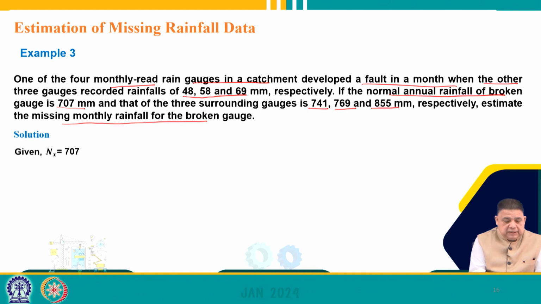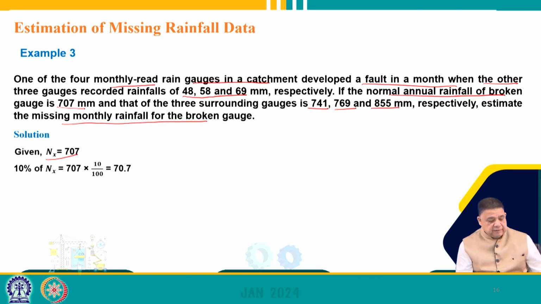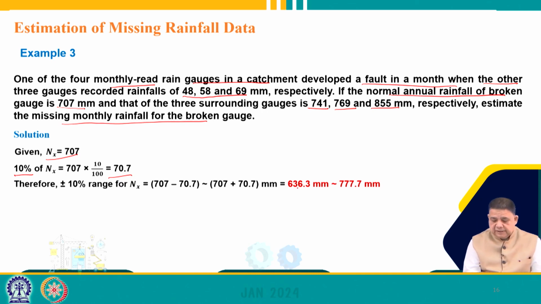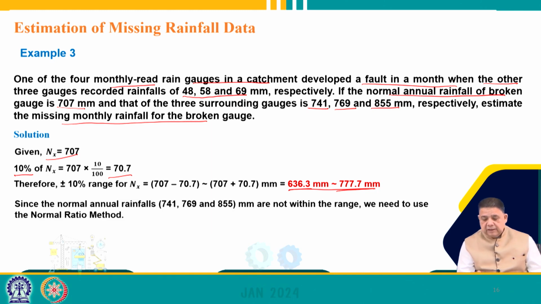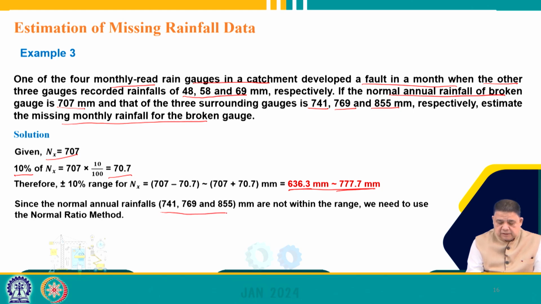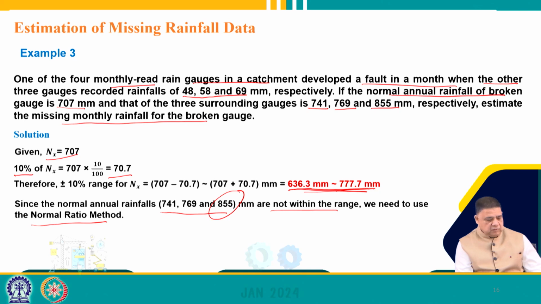So, again we have to find out the 10% range. Now, in this case, for station X for which we have to find the missing data, the normal rainfall is given as 707, and 10% of that is 70.7. That means the 10% range for Nx is 636.3 mm to 777.7 mm. That means this is the cutoff in order to decide the method, as far as the normal rainfall at neighboring stations is concerned. Now, if we look at the values of normal annual rainfall at neighboring stations, we find that there is a value of 855 which is beyond this range. So, that means the normal annual rainfalls are not within the range. So, we cannot use the arithmetic average method and we need to use the normal ratio method, and that is what we will use here.